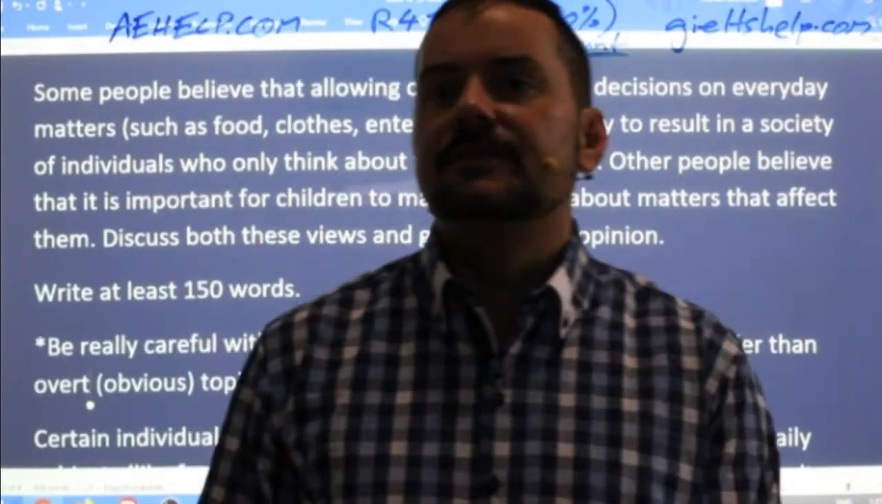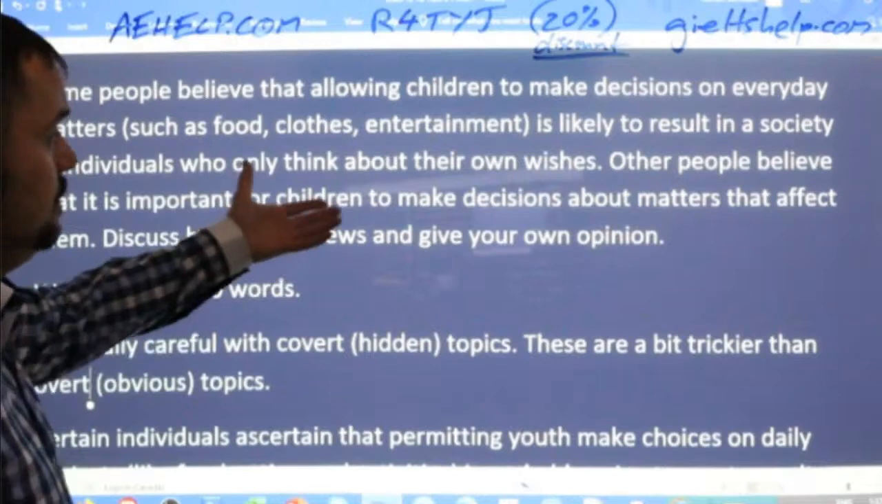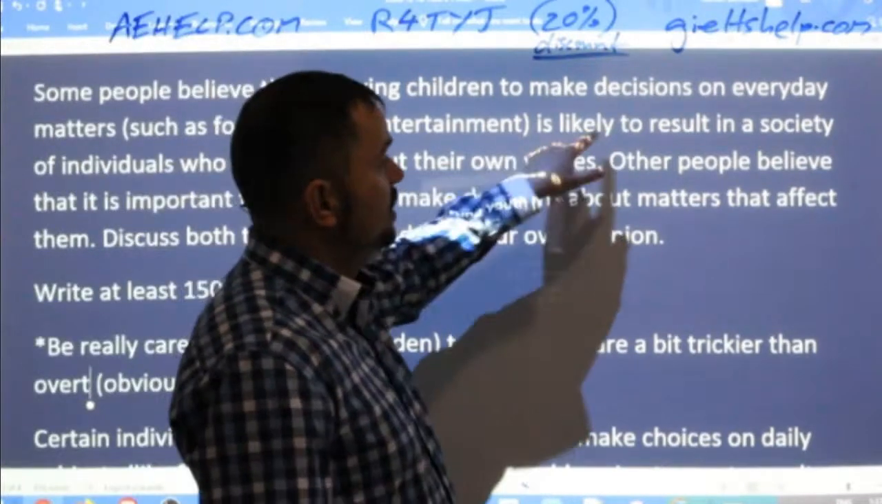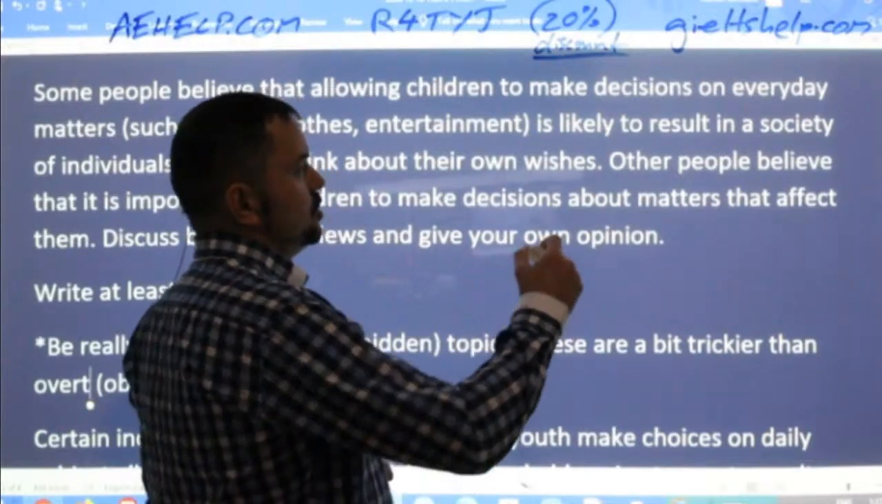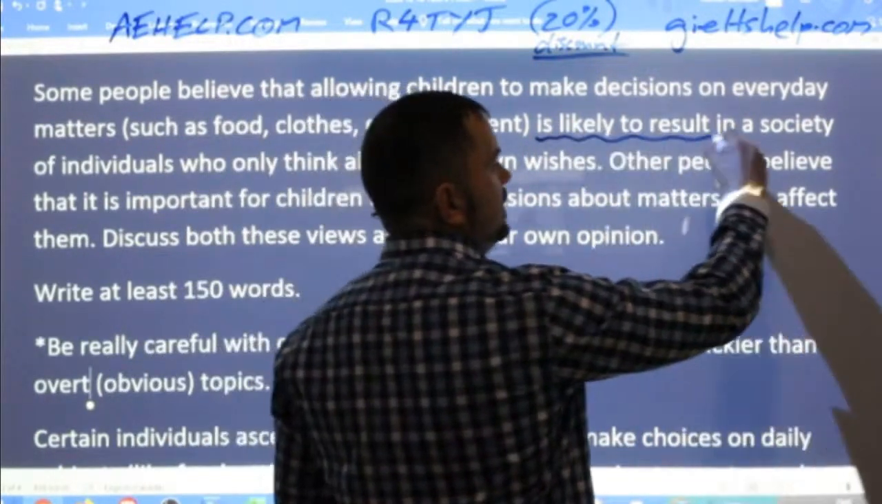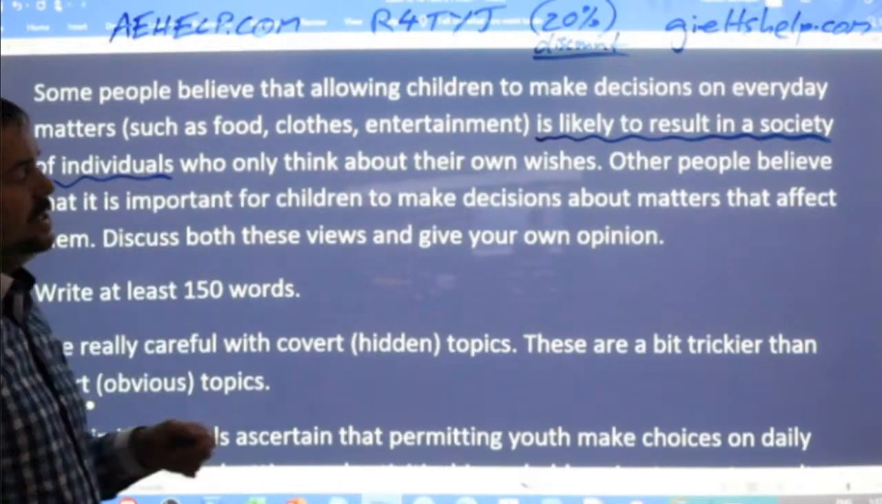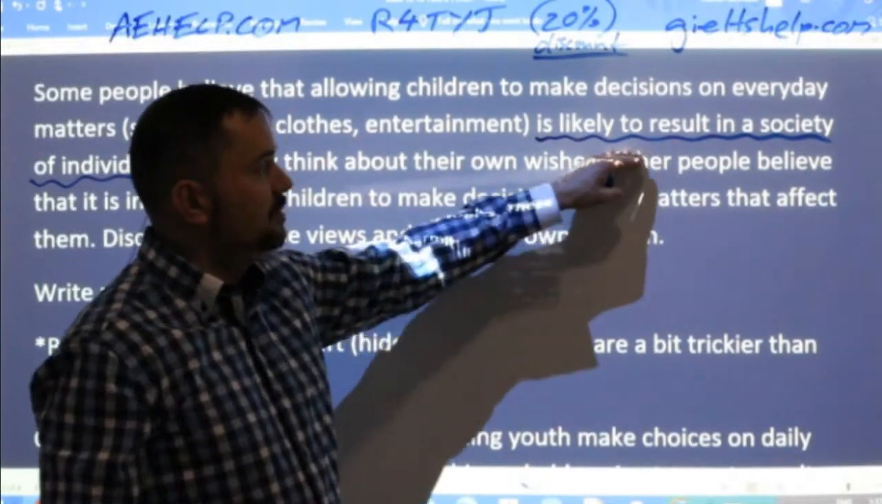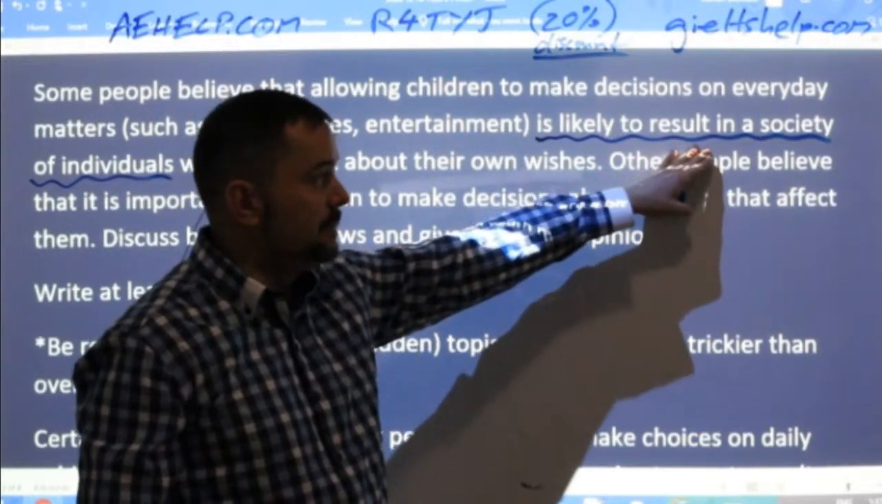Ois says it's kids' development. Carolina agrees. Abhishek agrees. Yeah, and again, that could be in here, right? Is likely to result. Even if you look at this, I mean, I didn't emphasize this so much yesterday, members, but if you see this, is likely to result in a society of individuals. This is descriptive paraphrasing for children's development, okay? Does everybody see that?